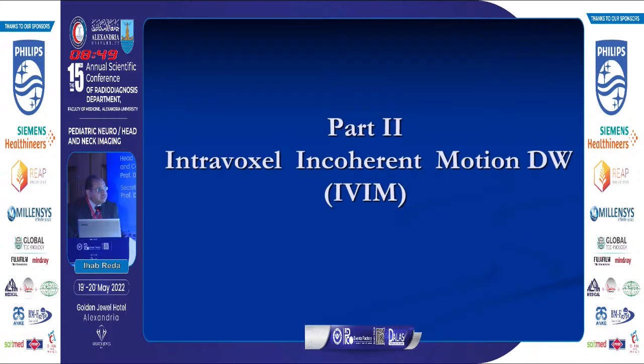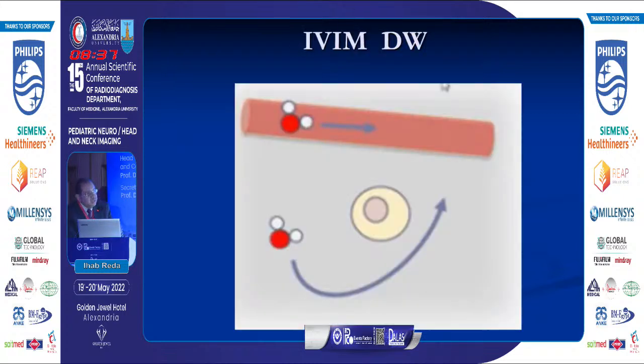Now, let us pass to the second part, which is the intravoxel incoherent motion, IVIM. It is not intravenous, intramuscular. It's just intravoxel incoherent motion. Now, returning back, inside each voxel, there are moving protons in the extracellular space.